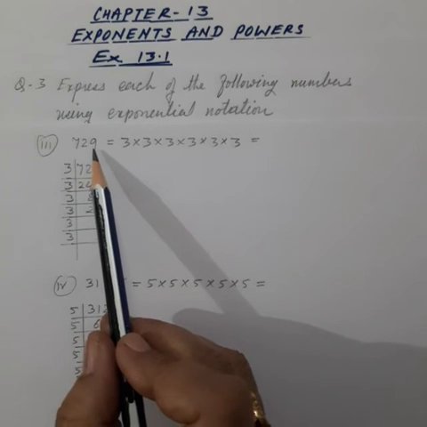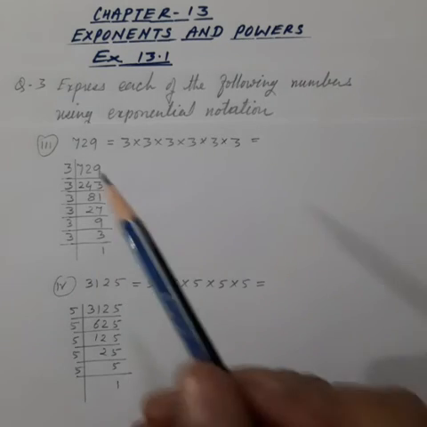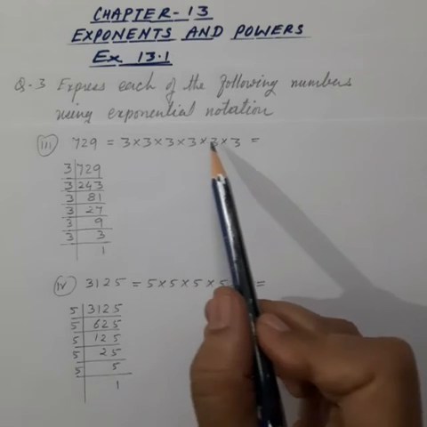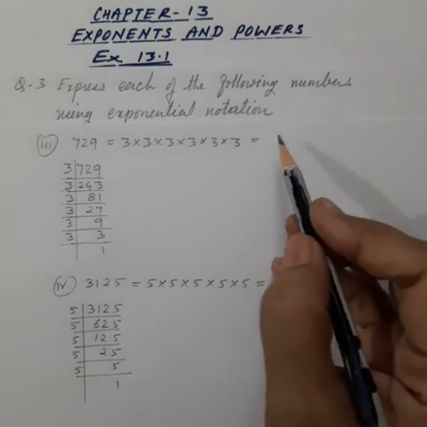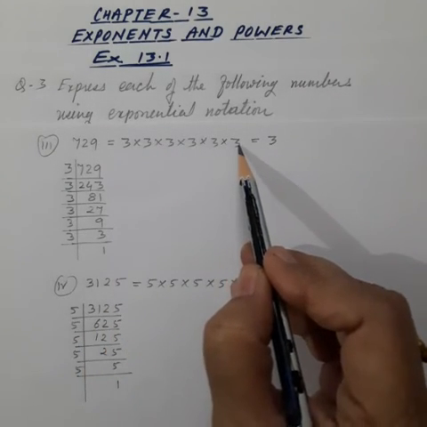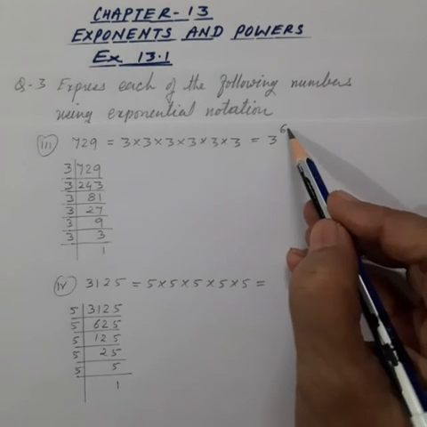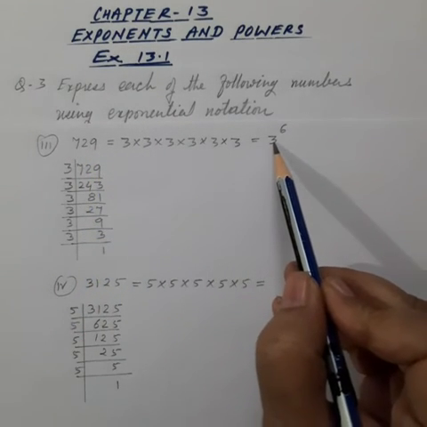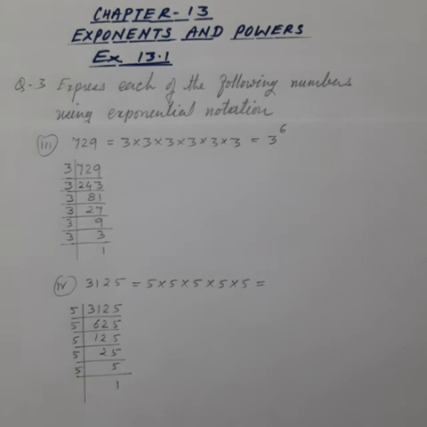Third, 729. Find out the prime factorization of 729 to express it in its exponential notation. In the prime factorization of 729, 3 is repeatedly multiplied by itself. So base is 3. And 3 is repeatedly multiplied by itself 6 times. So exponent is 6, power is 6. So we can write 729 using exponential notation as 3 raised to the power 6.